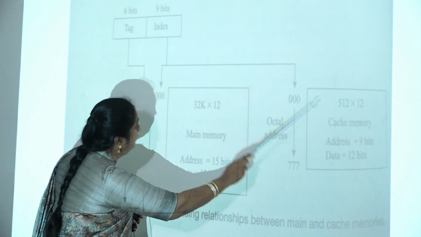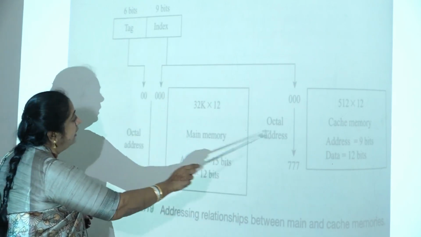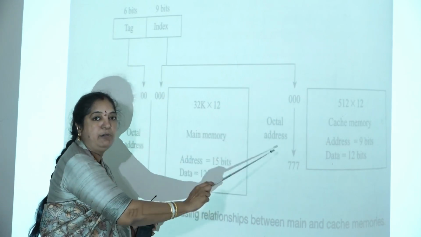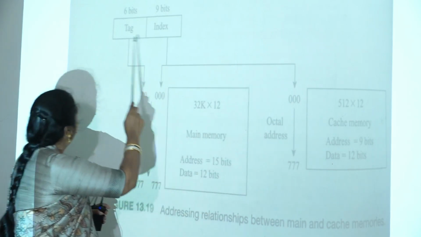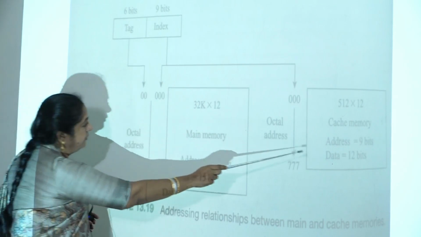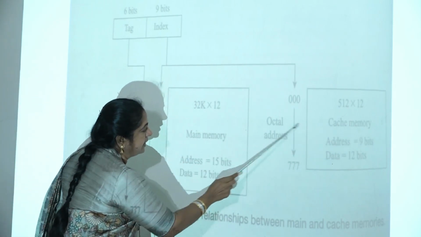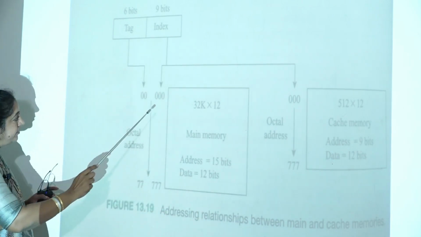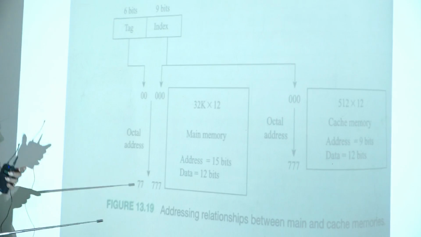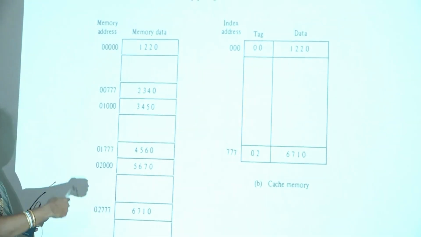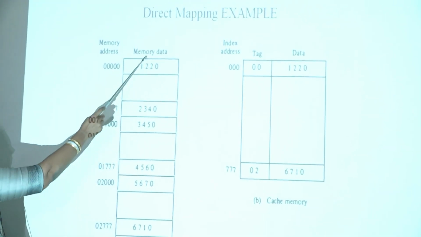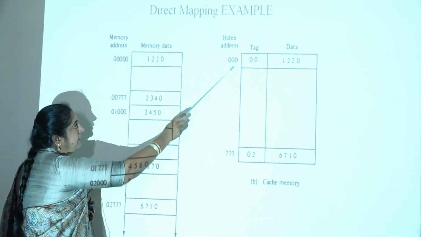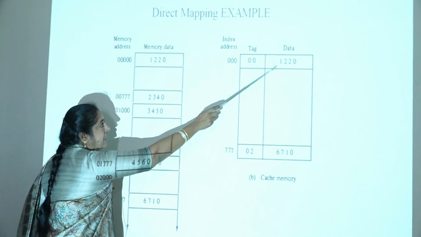Here we have divided already. Index we are taking, through which, based on the index, we will search for the word, and the remaining part is the address of 9 bits, and data of 12 bits. Next, this is the example of direct mapping. This is the memory address and memory data, and here we have index address, tag and data.